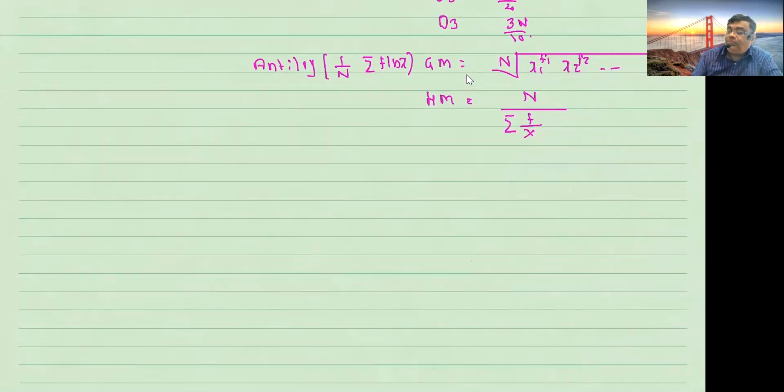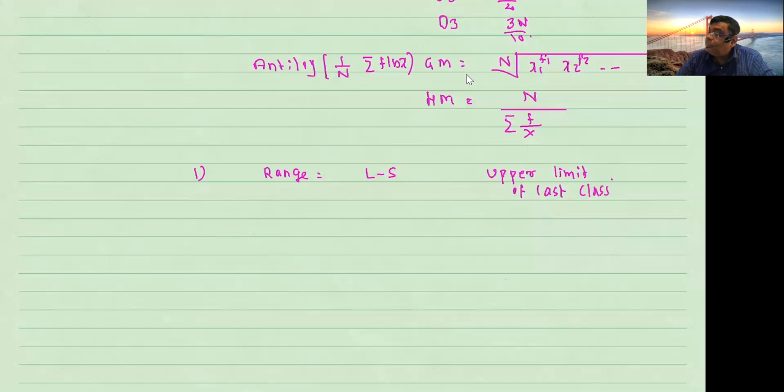Okay. Now remember, in all these cases, this is common now. In all these cases, range is equal to L minus S. But for grouped, it is the upper limit of last class minus lower limit of first class. ये होगा ग्रुप में.